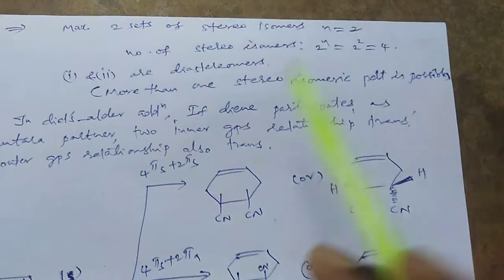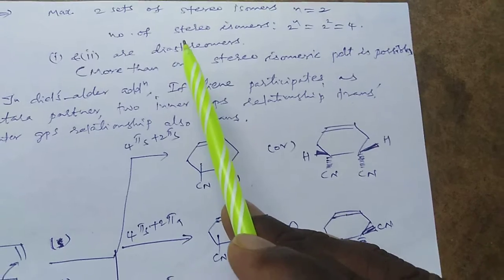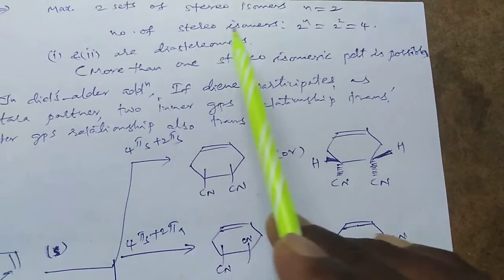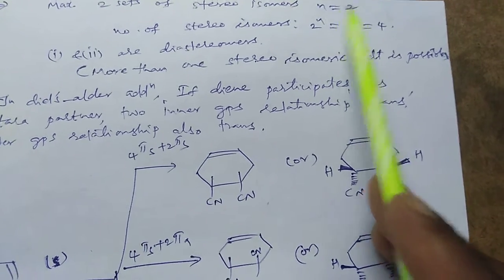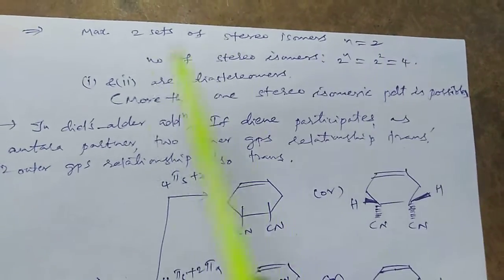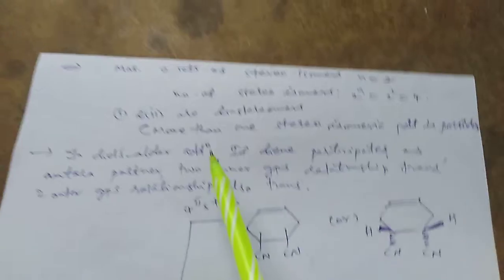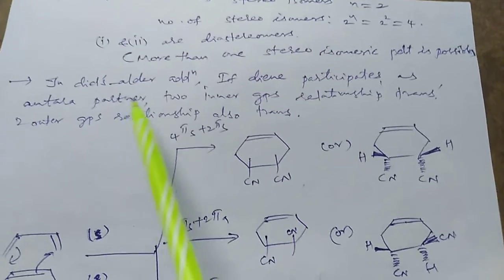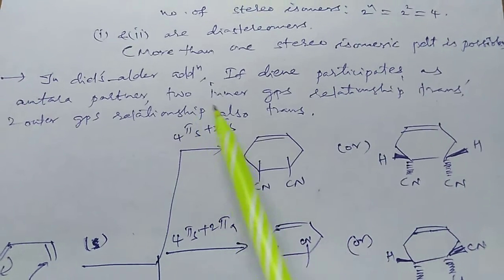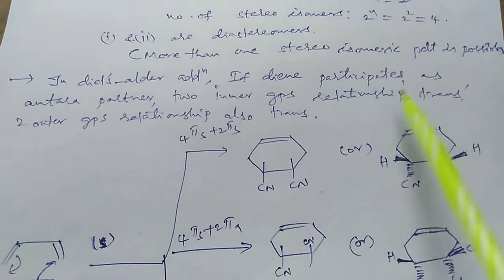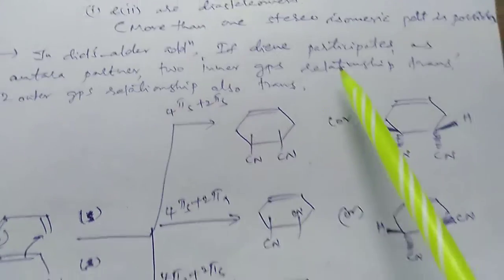So n is equal to 2. Now we have one formula. The number of stereoisomers can be calculated by 2 to the power of n, which is 2 to the power of 2, where n is equal to 2, giving 4 isomers. 1 and 2 are diastereomers. In Diels-Alder addition, if the diene participates as an antara partner, the 2 inner groups have a trans relationship, and the 2 outer groups also have a trans relationship.